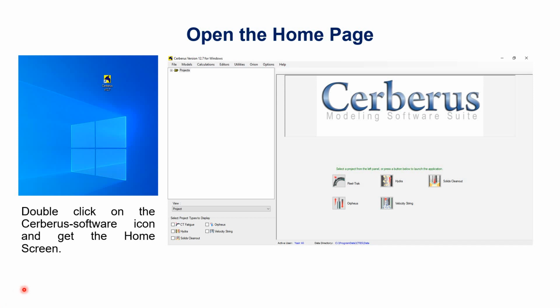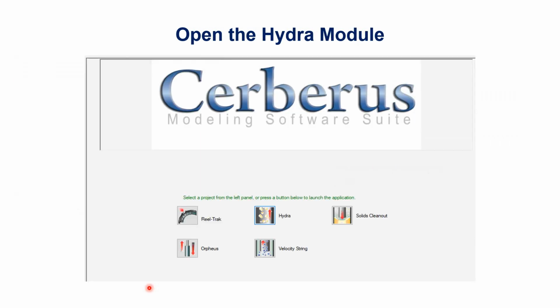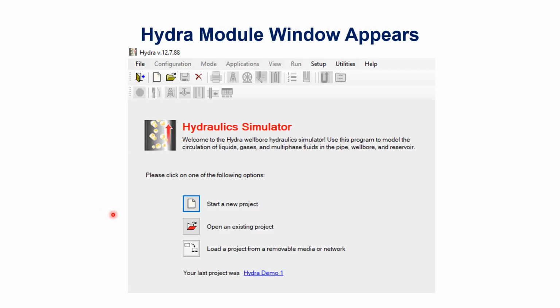So first of all, we'll double click on this Cerberus icon and the home page of the software will be opened. Okay, so this is the home page of the Cerberus software. After that, we'll select the Hydra module, because these frictional losses, as I mentioned, are useful for hydraulic calculations. So of course this friction pressure loss will be part of Hydra. That is, the Hydra module will be the section where we can calculate this pressure loss, that is friction pressure loss. So we'll double click on this Hydra module and the Hydra module will be opened.